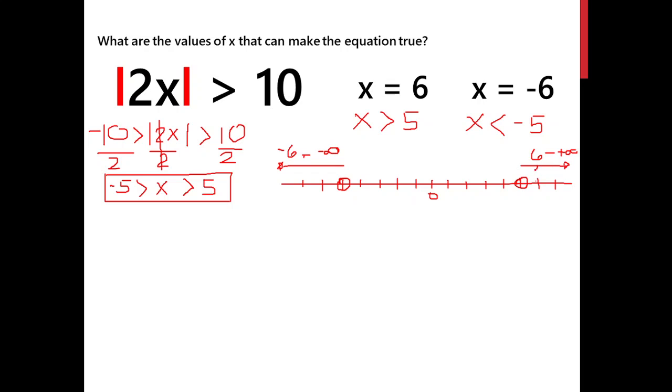So all the numbers here from 6 going to the positive infinity and from negative 6 going to the negative infinity are solutions to our statement.